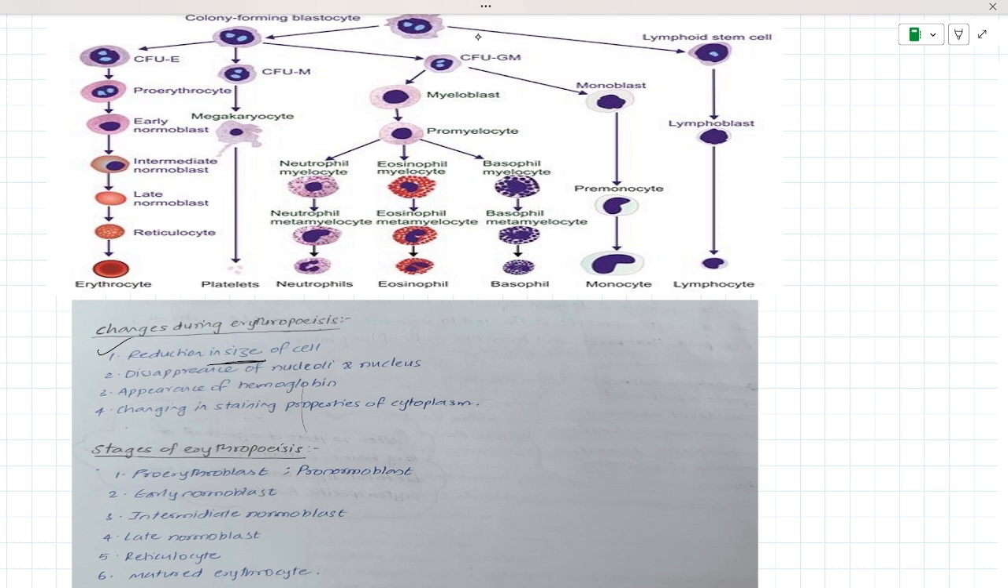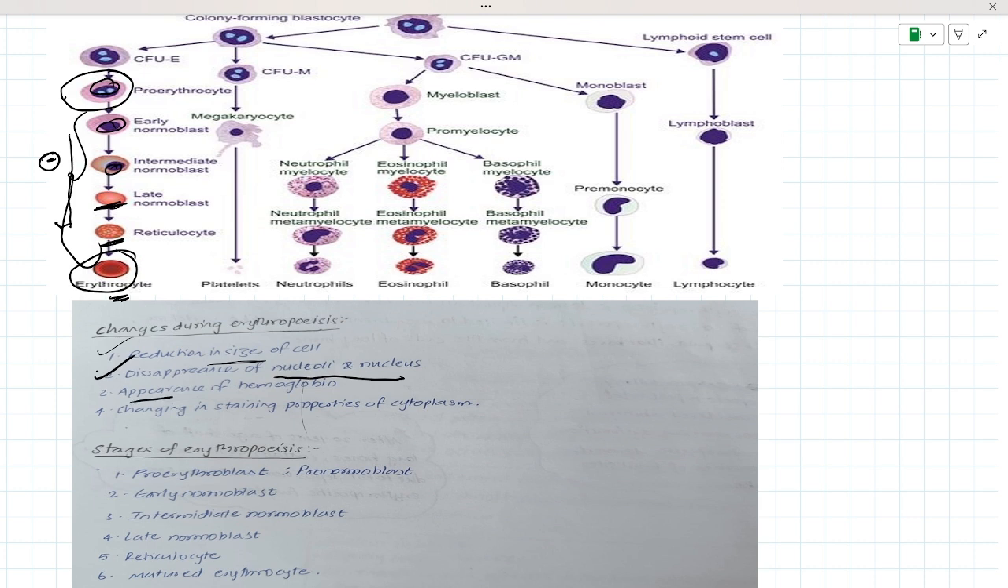First, the size of the cell decreases. As we can see in this image, this is large as compared to this. So the size decreases. Now, disappearance of nucleoli and nucleus. See here, nucleus is present, nucleus is there, nucleus is there. See, the nucleus is disappearing slowly. It is slowly degenerating and disappearing. So this is also one of the important changes. There will be disappearance of nucleoli and nucleus.